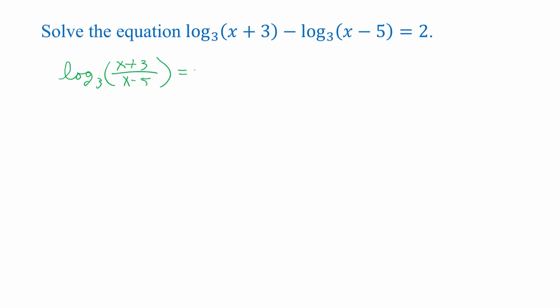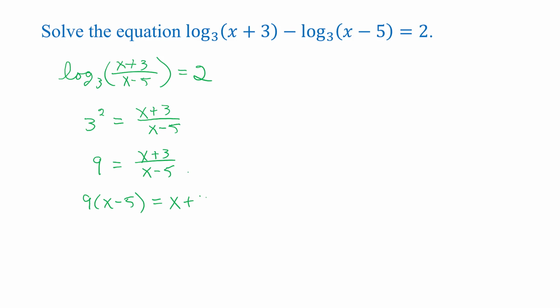And now we have our equation in the form log to the base b of u equals y, so I can change forms into exponential form here, which would be 3 squared equals (x plus 3) over (x minus 5). So we have 9 equals (x plus 3) over (x minus 5). I'll multiply both sides of the equation by the denominator of x minus 5 to get 9 times (x minus 5) equals x plus 3. Then distributing that 9 through, 9x minus 45 equals x plus 3.